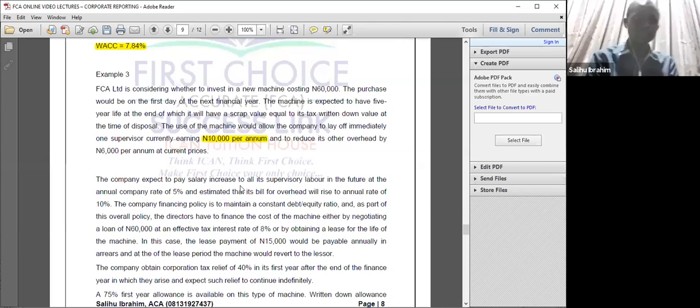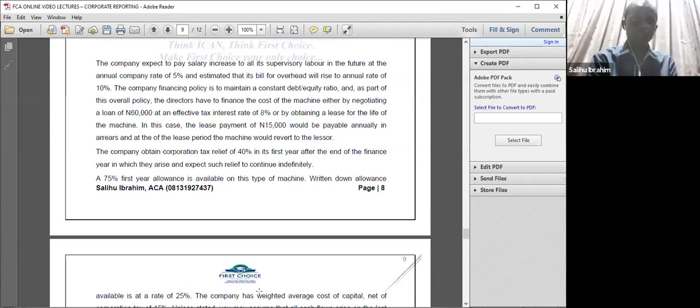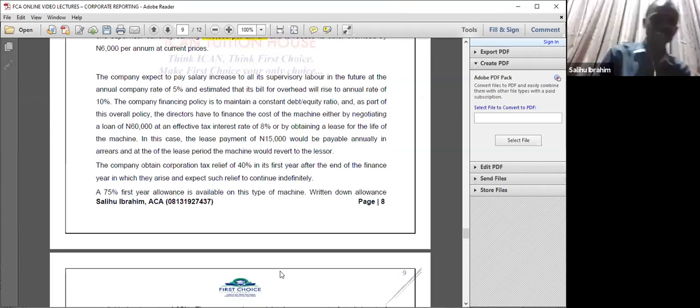The company expects to pay salary increase to all its supervisory labor in the future at the annual rate of 5%, and estimated that it be wise to annual rate of 10%. Can you see that? So we expect salary to be increasing by 5% yearly. So if the supervisor was not laid off, his salary will be increasing by 5% every year. Because we have laid him off, we are saving all those.